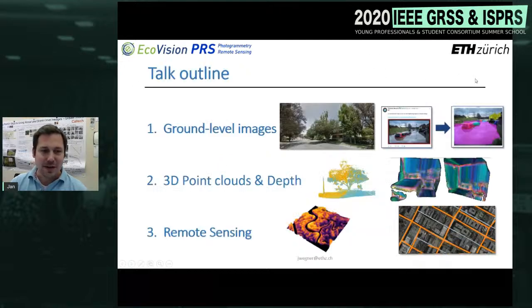All right. So I divided my talk into 3 parts according to the input data we use. The first part will be about processing and interpretation of ground level images. The second part will be on 3D point clouds and depth images. And then last but not least, I will present our ongoing initiatives in remote sensing.